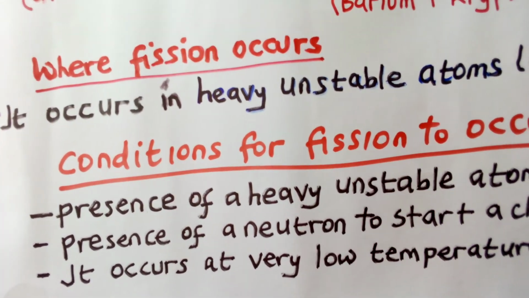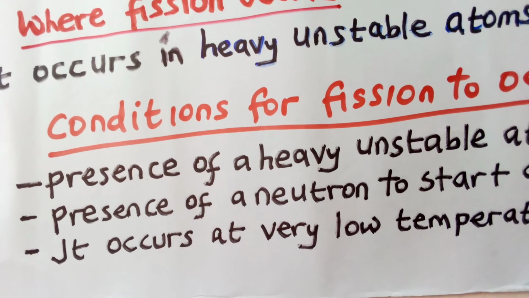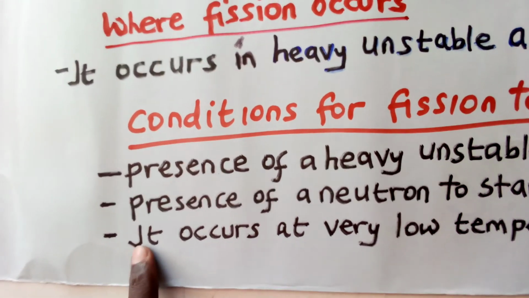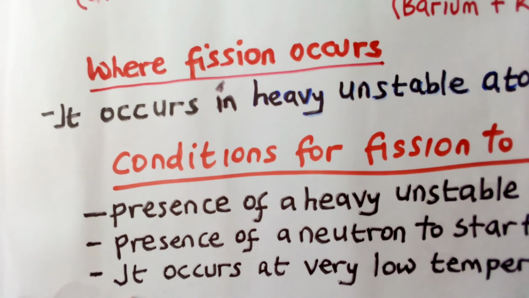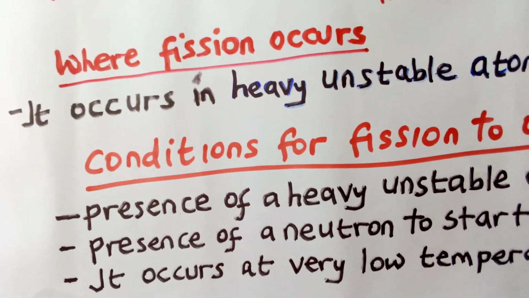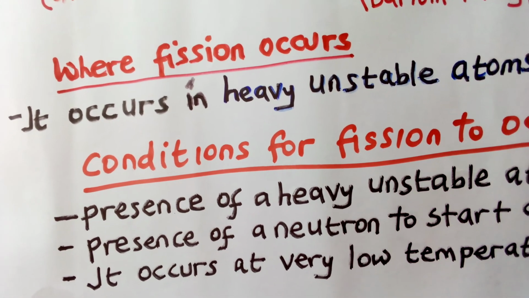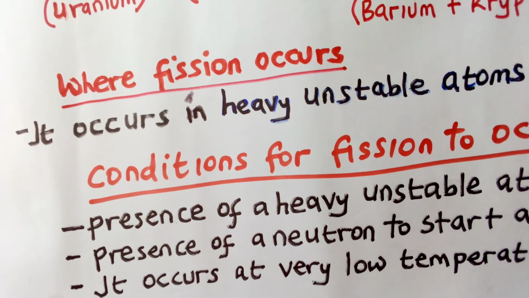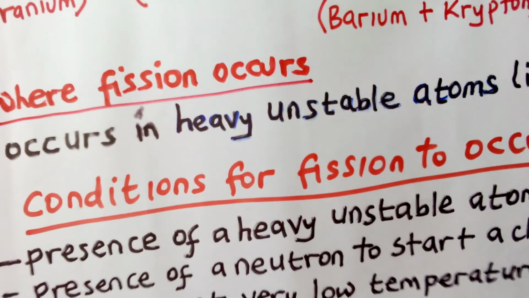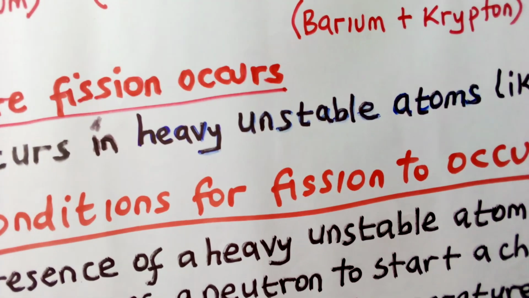Reaction. And lastly, you need very low temperatures. Nuclear fission does not take place like nuclear fusion. With nuclear fusion, you need high temperatures. But nuclear fission, you need very low temperatures. So these are the conditions for nuclear fission to take place.